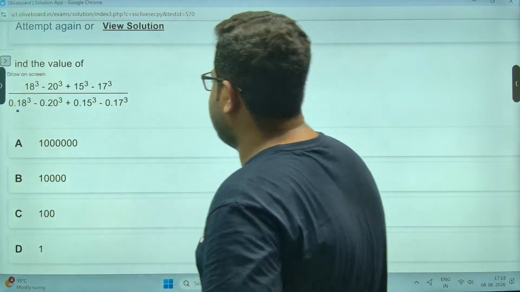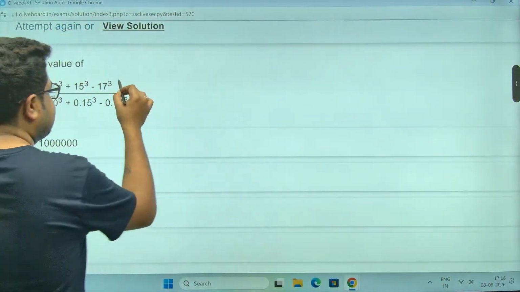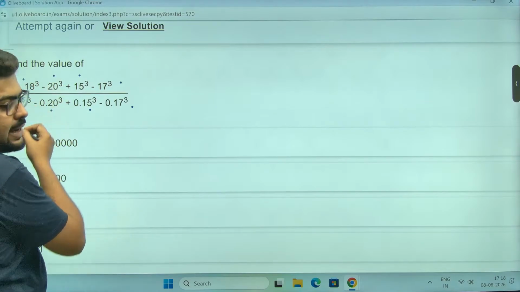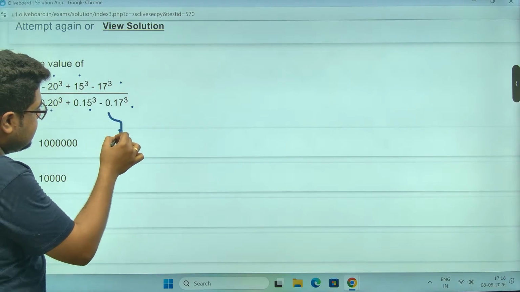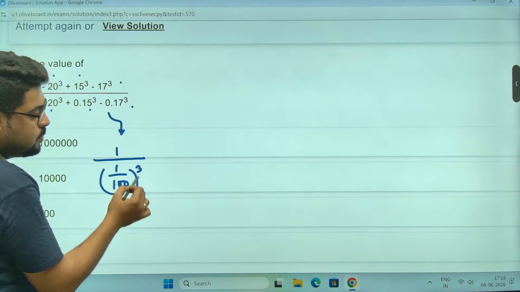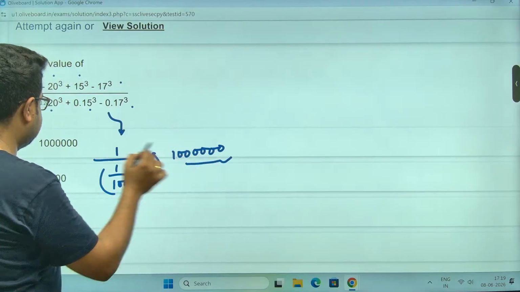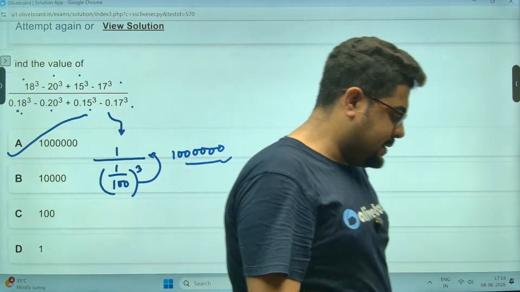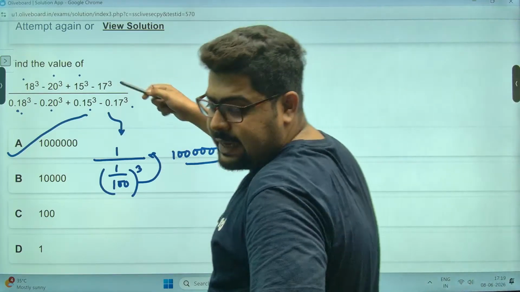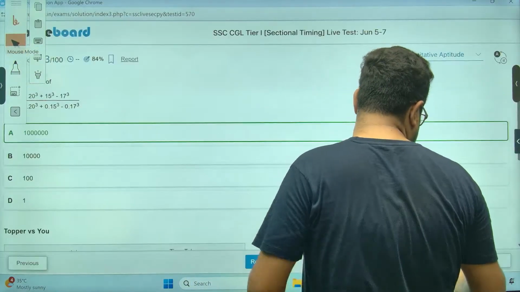Let's see. Looks very big, 18 cube, 20 cube. Sir, it's very simple. You see, everything: 17 by 100 is this, 15 by 100 is this, 20 by 100 is this, 18 by 100 is this. So this will ultimately be 1 by 100, but again this is in cube. So this will go up to 100, 6 zeros. Option A is the only possible answer. Again, you might have the idea of a cube plus b cube plus c cube type of question. It's not actually that. It's a very simple one.